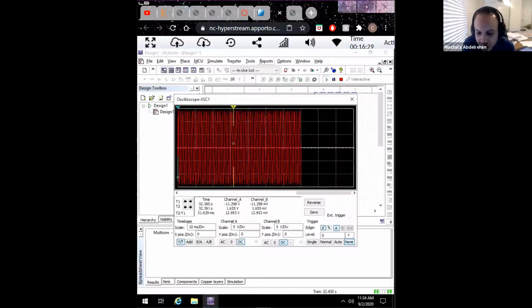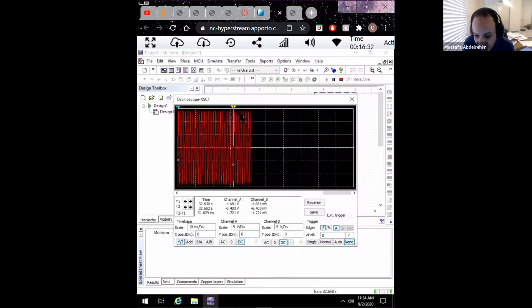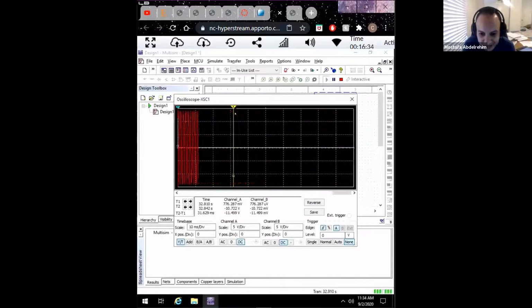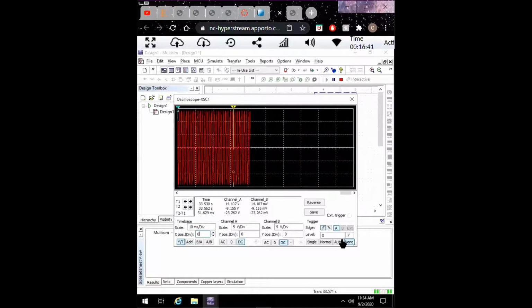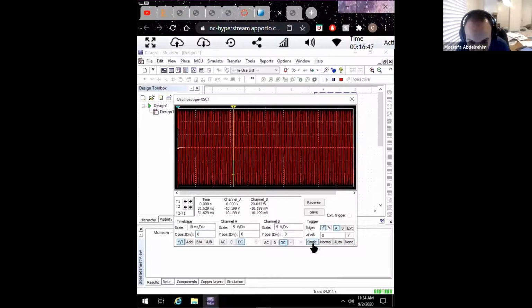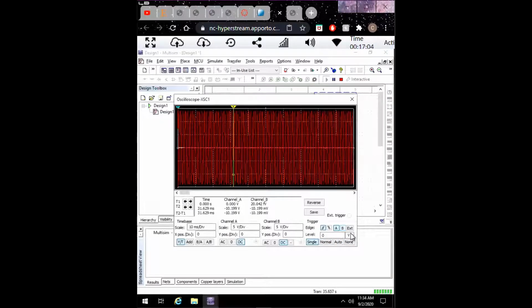Okay, that's fine. So you see this single, normal, auto, none, just at the bottom of the controls to the right. Yes, choose single. Yeah, it will be slower now. Okay, now we want to increase. Of course, it's very tight, right? Because the time scale is not that good. So go to the time base, the rightmost knobs.